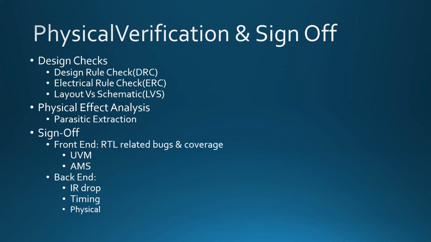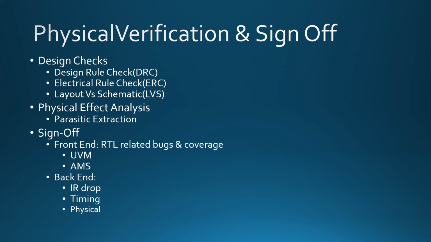And there are other verifications such as UVM and AMS verifications, which are useful to capture RTL related bugs and coverage. That means in RTL there will be a lot of combinations which the circuit has to work on, and using these verification methodologies we can run a lot of combinations and regressions to make sure there is no bug, and if there is a bug it's very easy to capture at this level and fix it.